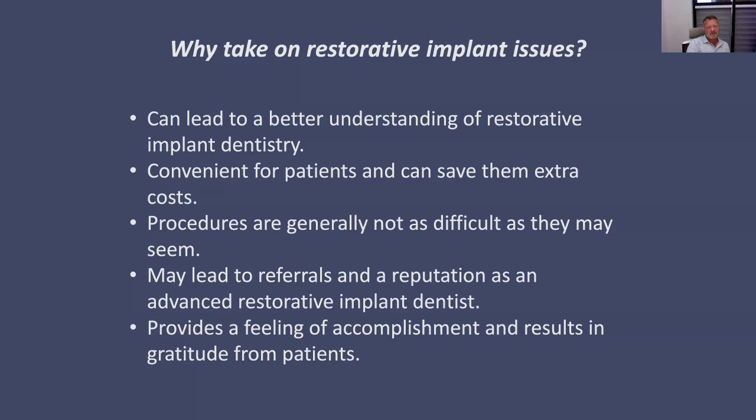And we'll talk about that a little bit later, like why is it typically the implant parts, which is really good news for the patient, but typically good news for us as well. The procedures are generally not as difficult as they may seem. If there's a fragment, a broken screw in an implant, it can look intimidating, but when you really start to explore and think about it and get the right tools, it's actually a very straightforward procedure to complete.